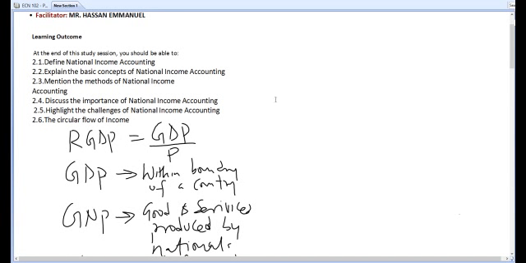Some concepts that will be very relevant for us to look at in this course include the stock and flow variables. Two, we have the gross domestic product.